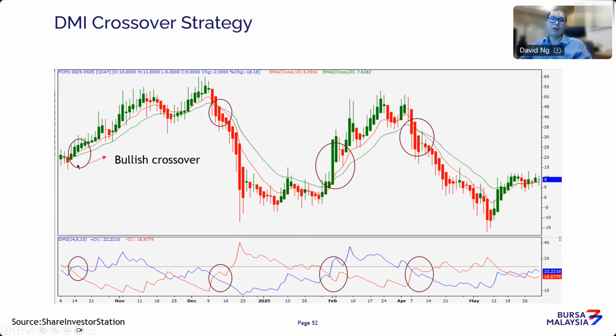But if you correlate it with your moving average crossovers, they're actually quite similar in terms of signal generation. So you can either use the moving average crossover or the DMI crossover as part of your strategy. But you just have to choose one, because both of them are giving you very similar signals.